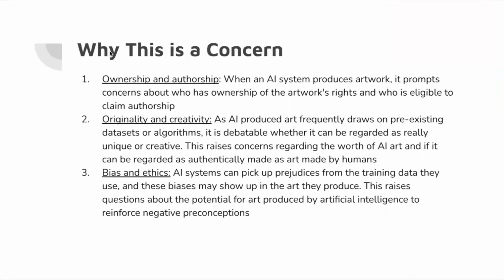So let's talk about why this is a concern. There's three main reasons, in my opinion. Ownership and authorship. When an AI system produces artwork, it prompts concerns about who has ownership of the artwork's rights and who is eligible to claim authorship. So let's say hypothetically, that image that we saw there, it's so transparent that the AI image generator grabbed that image from Getty.